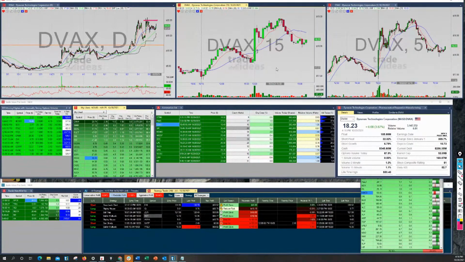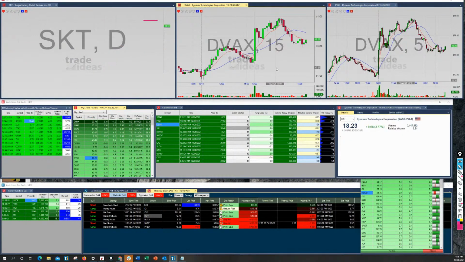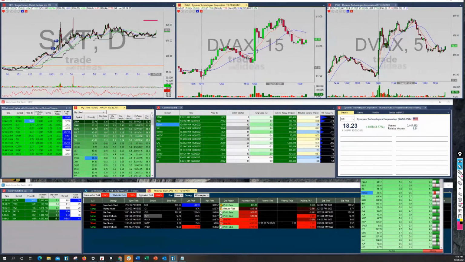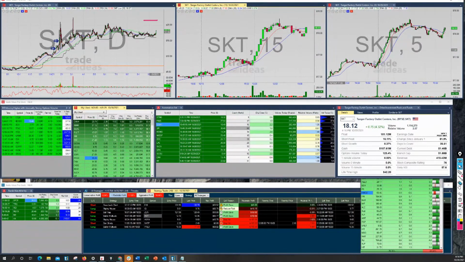Another chart. Let's see how this finished up. This was in the TI strength alerts today. Tanger Outlets. This one can be an explosive winner. Very nice today. This had an alert. Let's see if I can find it in the TI strength alerts. Server window, TI strength.